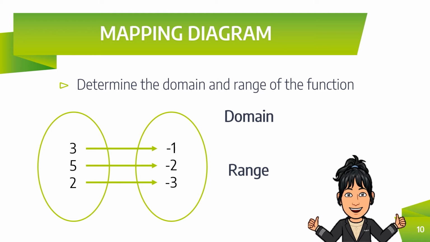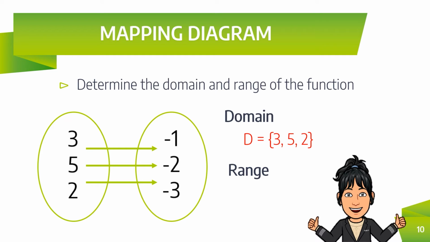How about the domain and range of this given mapping diagram? Yes, you're right. The first set of numbers is 3, 5, and 2, and that will be the domain of this given function. And for the range, we have the second set of this mapping diagram, which is -1, -2, and -3, and that will be the range of this mapping diagram.